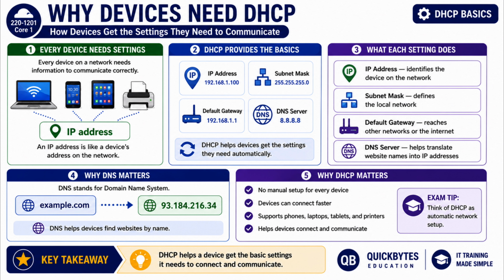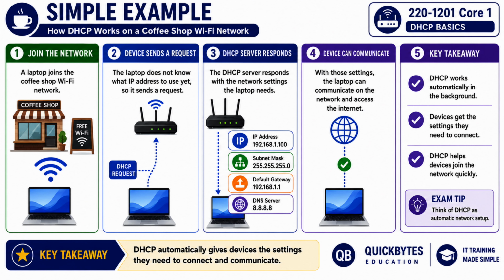Imagine you walk into a coffee shop and connect your laptop to Wi-Fi. Your laptop does not already know what IP address to use on that coffee shop network, so it sends out a request. The DHCP server responds with network settings. Your laptop receives an IP address, subnet mask, default gateway, and DNS information. Then your laptop can communicate on that network and access the internet. That is DHCP doing its job in the background.